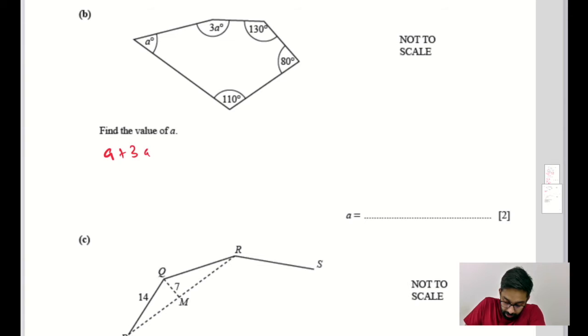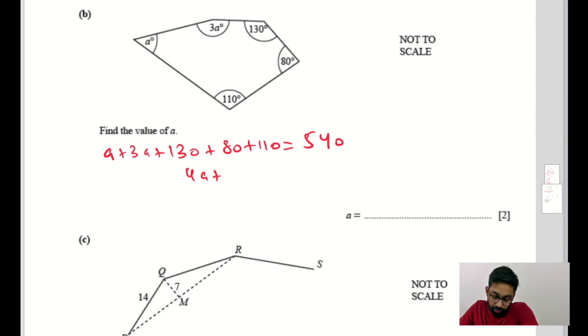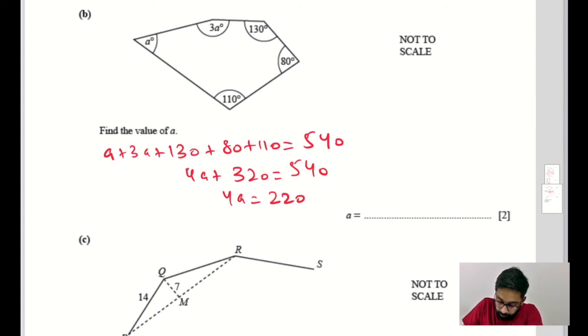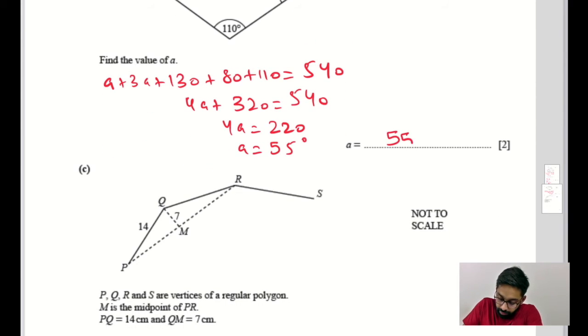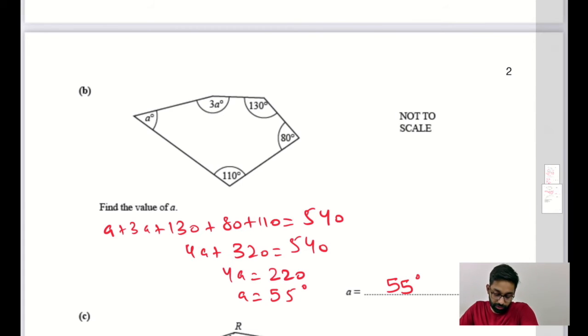So A plus 3A plus 130 plus 80 plus 110 should give you 540. So A plus 3A is 4A plus 130 plus 110 is 240 plus 80 is 320. So we write 320 over here equals to 540. So 4A equals 540 minus 320, which gives us 220. So A comes out to be 220 divided by 4 gives us 55 degrees. So A is 55 degrees. Okay, I hope this was understandable.